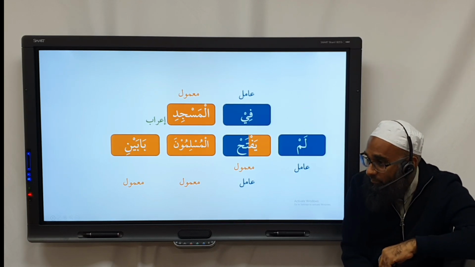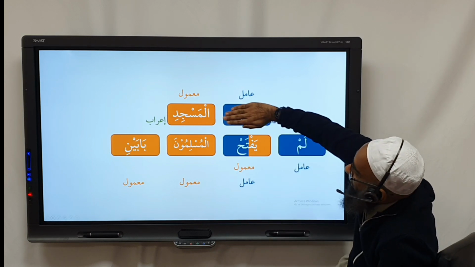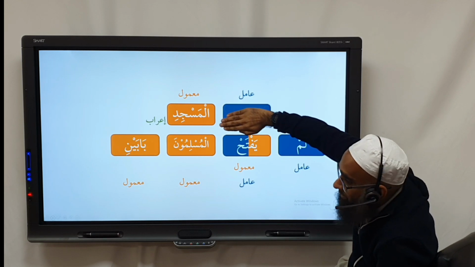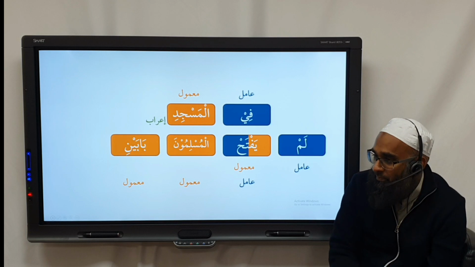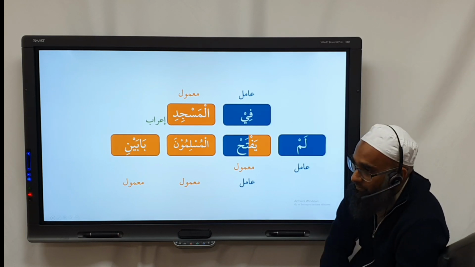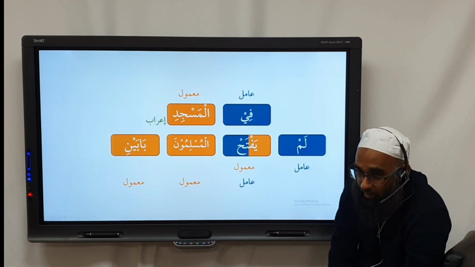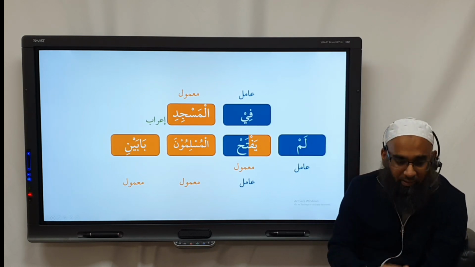Now, what shows the i'rab? If you never had fi, how do you know masjid is majroor? What's the ending? Kasra. So kasra is what? I'rab. Kasra shows it. So it doesn't show the ma'mul, it shows how the ma'mul is behaving.